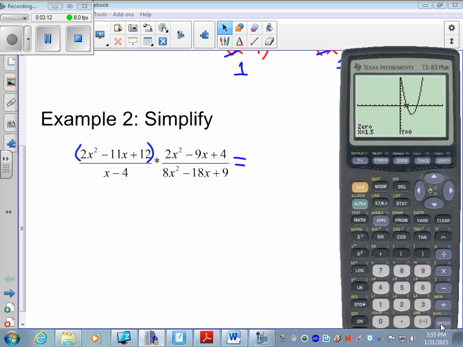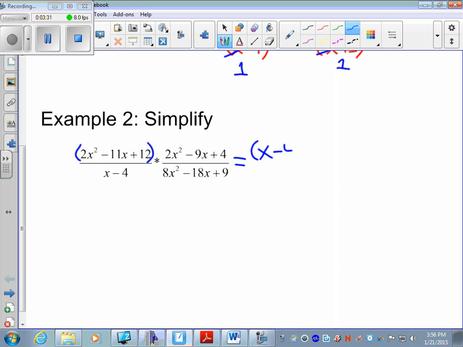I hit second quit. If I do 1.5, I'm changing this to a fraction. If you don't know, hit the math key, enter, enter, and you get 3 halves. So we have 4 and 3 halves. For 4, you have x minus 4. For 3 halves, the factor is 3 halves multiplied by 2, subtract 3, and you get 2x minus 3 as your factor.